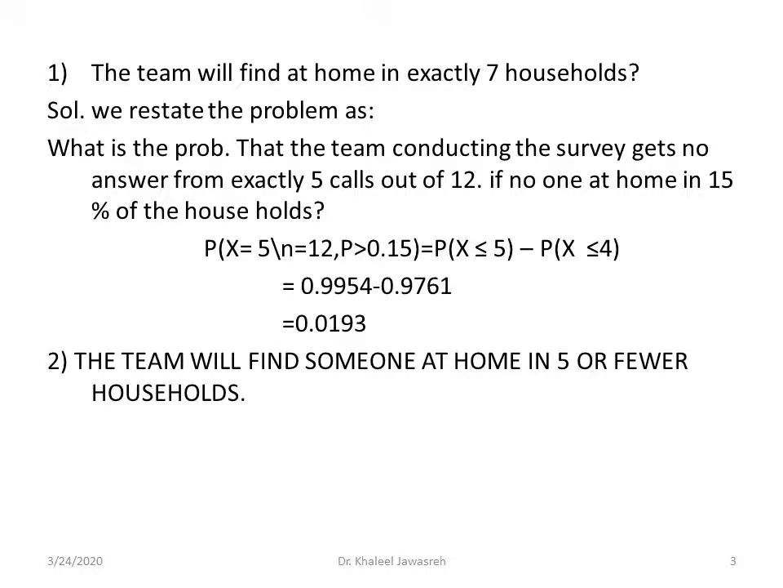Now, the second question was the probability the team will find someone at home in 5 or fewer households. 5 or fewer at home. The probability we want is that one.